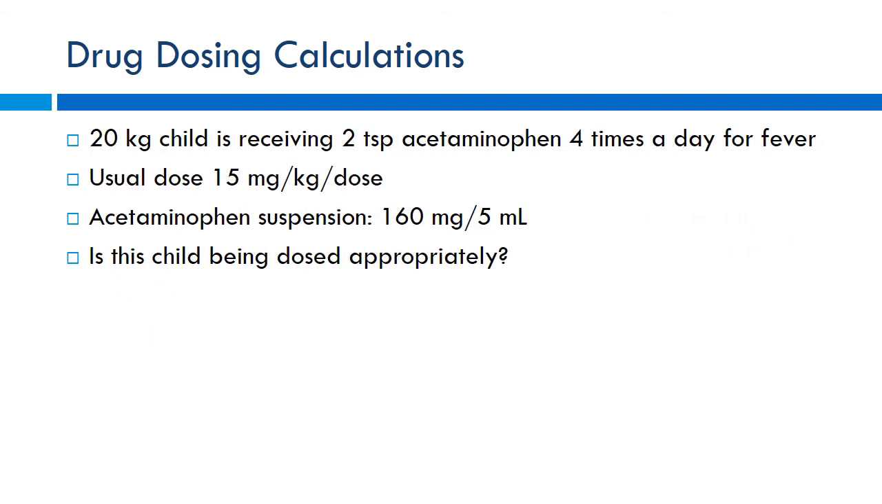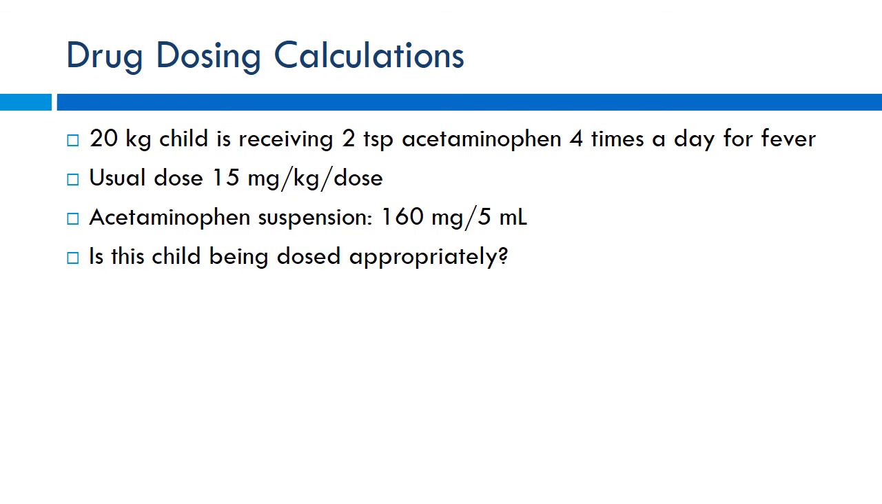Okay, next question. Let's say we have a 20 kilo child who's receiving 2 teaspoons of acetaminophen 4 times a day for fever. The usual dose that we may give is, say, 15 mg per kilo per dose. We know our acetaminophen suspension comes as 160 milligrams per 5 mLs. And so the mom is coming back to ask, hey, is this kid being dosed appropriately? Am I giving the right amount of Tylenol to my child?